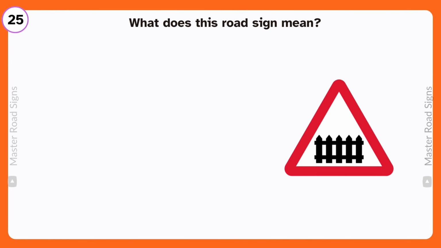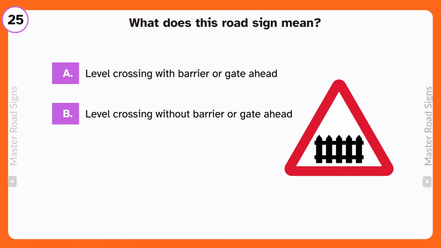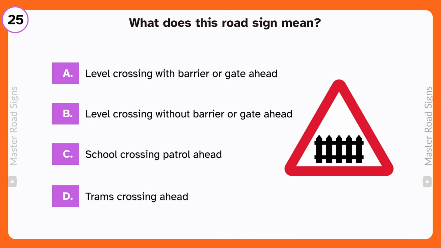Question 25. What does this road sign mean? Option A. Level crossing with barrier or gate ahead. Option B. Level crossing without barrier or gate ahead. Option C. School crossing patrol ahead. Option D. Trams crossing ahead.